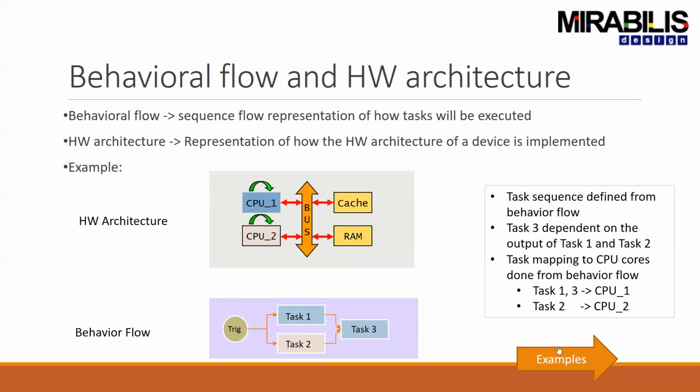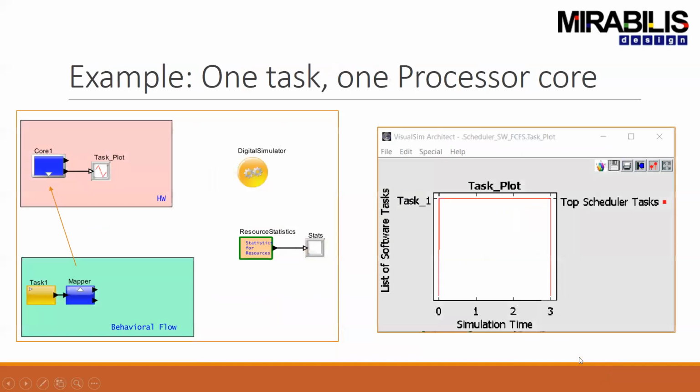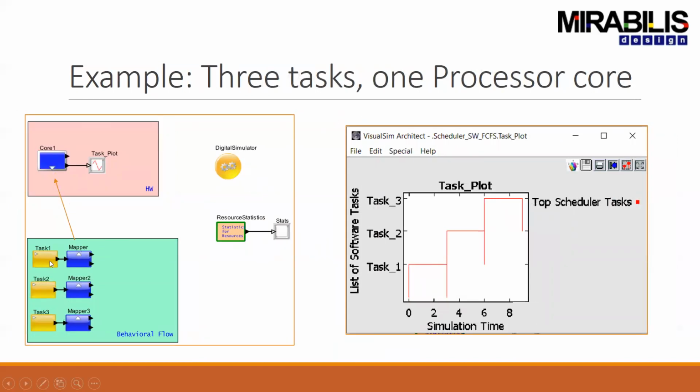Let me quickly give an example of how this works in Visual Sim. Here, in a simple example, we have one task and one processor core. Let's say the task latency is 3 seconds. We can see that for 3 seconds, task 1 is being executed on the CPU. Now we increase the number of tasks. We can see here that the CPU core, or the hardware architecture, is still the same. The only change we have made is adding more tasks into the behavioral flow. This would mean that we are running 3 tasks in parallel: task 1, task 2, and task 3.